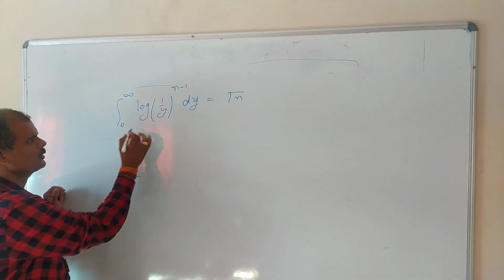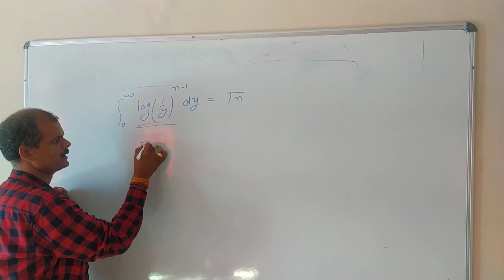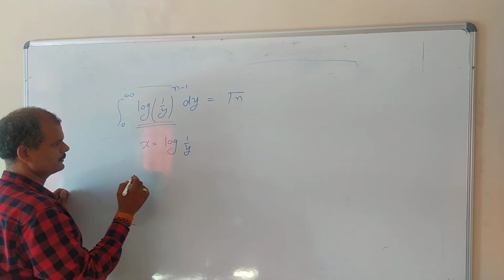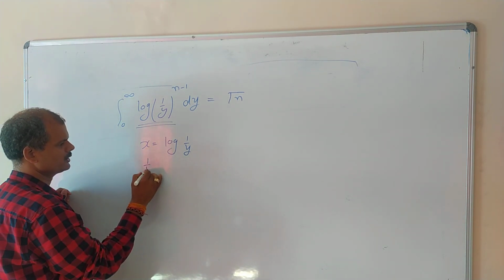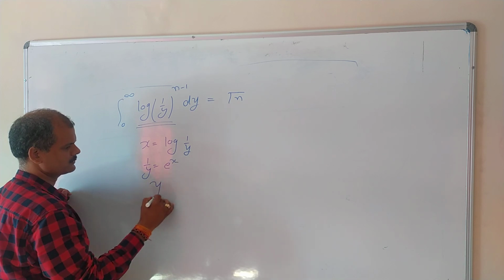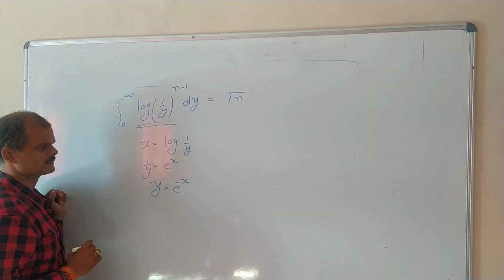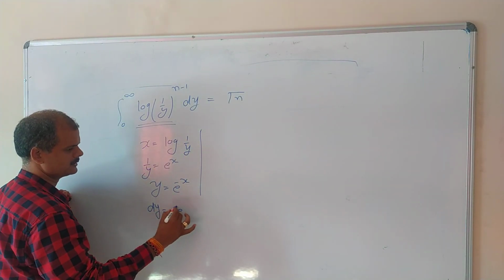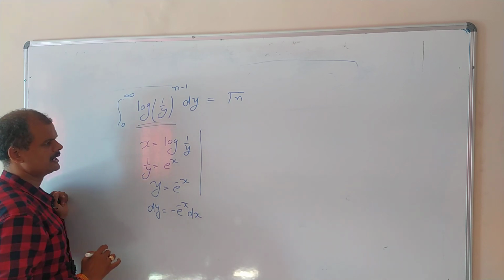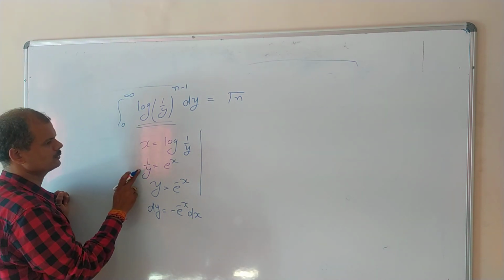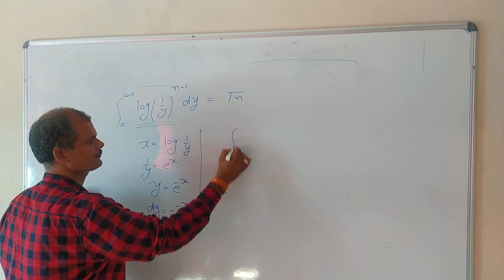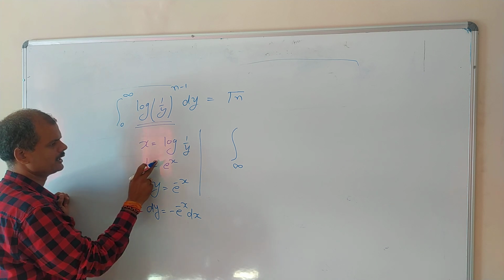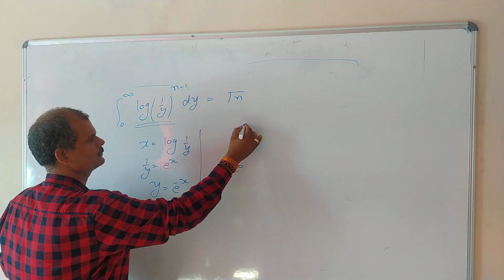So what we do, whatever is given here, we take as x. So x equal to log 1 by y. Fine. So we get 1 by y equal to e power x, so y equal to e power minus x. Fine. Okay. Now what is dy? Dy will be minus e power minus x dx, and the limit when y equal to 0, x will be infinity, and when y equal to 1, x equals 0.